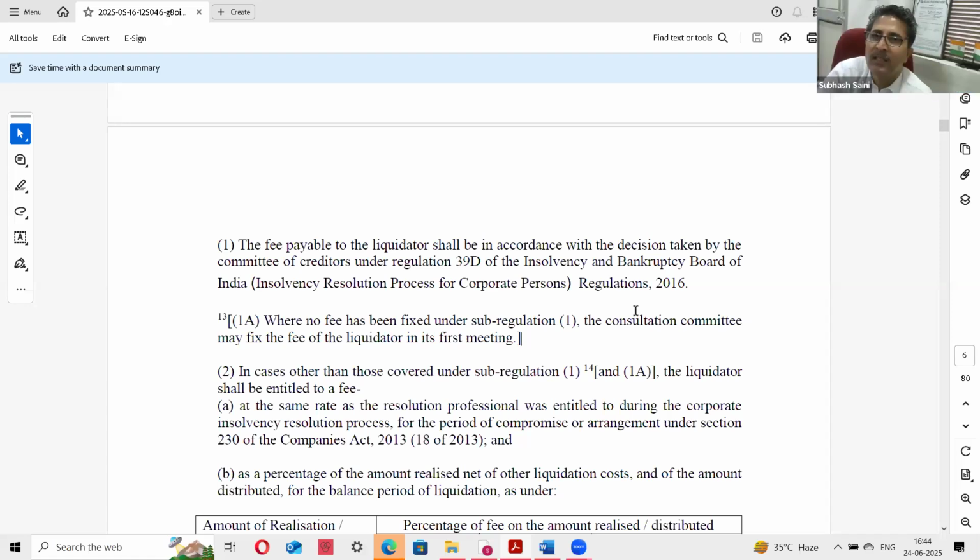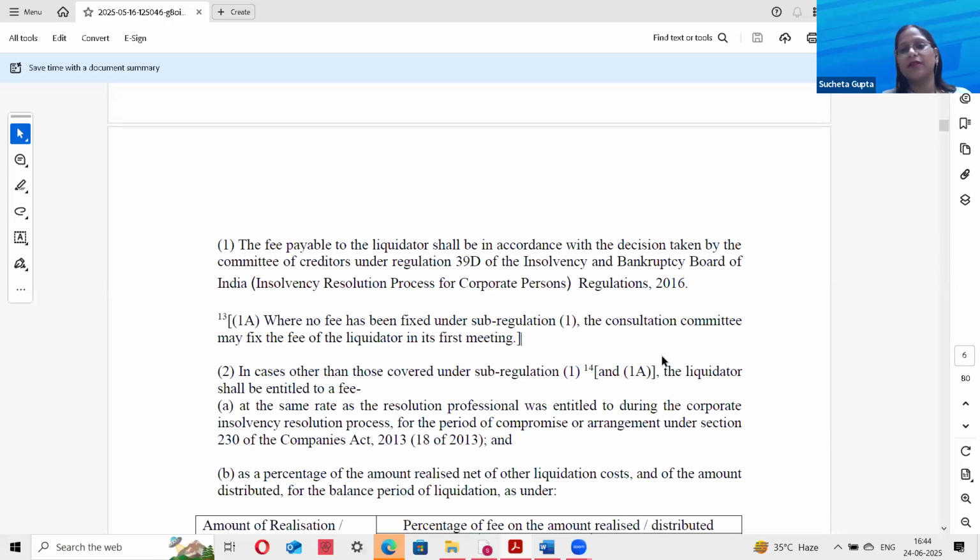Yes, sir. In case of old cases, ma'am, prior to this amendment, if you put point number 2 here, which says in cases other than those covered under sub-regulation 1 and 1A, liquidators shall be entitled to a fee at the same rate, then regulation 2 will not be valid. Got it. Yes, sir. Now continue, sir.